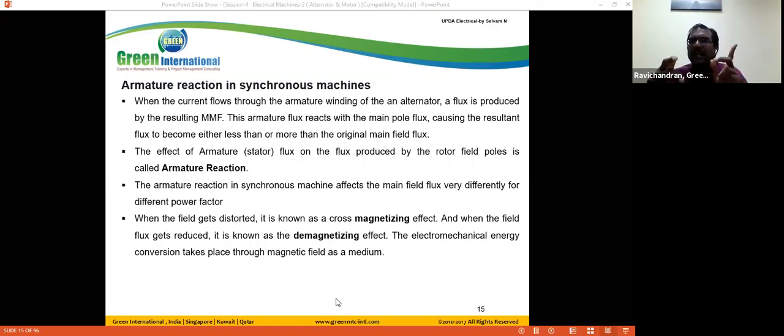Now the stator winding produces its own magnetic field. So now we have two magnetic fields: one from the field winding, that is from the rotor, and another from the stator. The interaction between the two fields produces some disadvantages, and that we call armature reaction. This armature reaction has two different effects: one is the cross magnetizing effect, another is the demagnetizing effect.